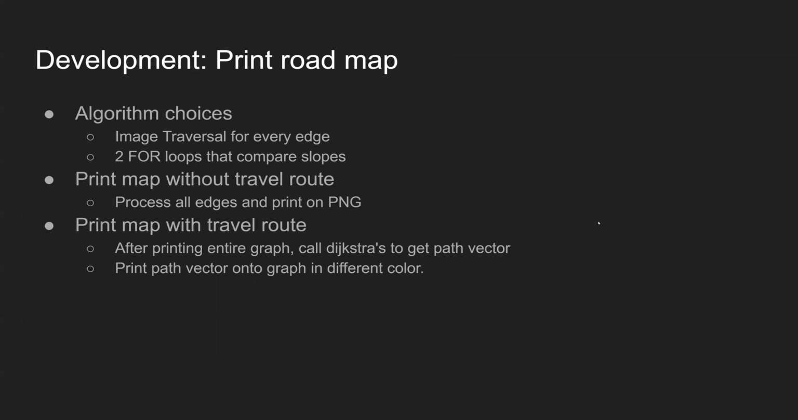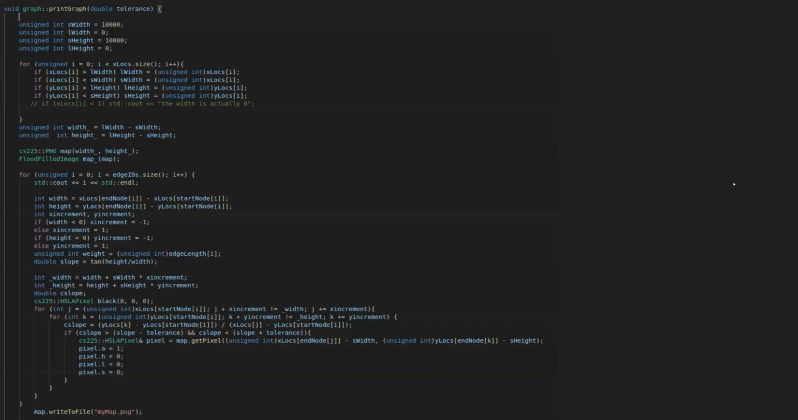So for our development, as far as printing the roadmap, we had two algorithm choices. We could have chosen an image traversal method or a custom algorithm that involves two for loops. We ended up choosing the algorithm that uses two for loops, which is on this slide here.